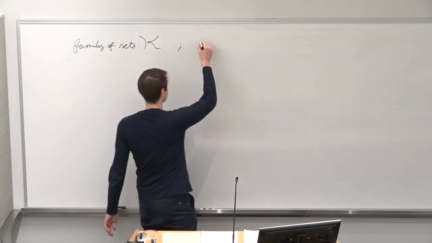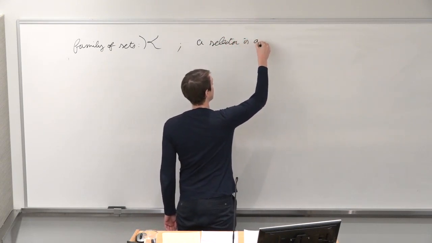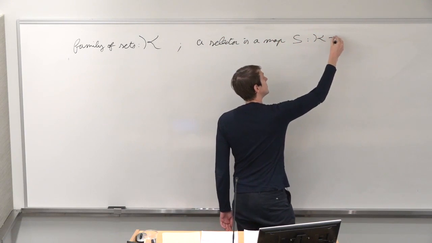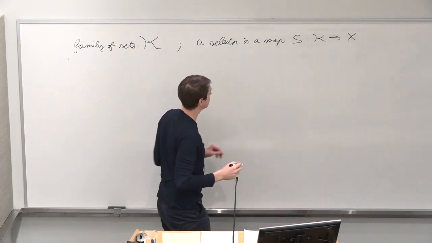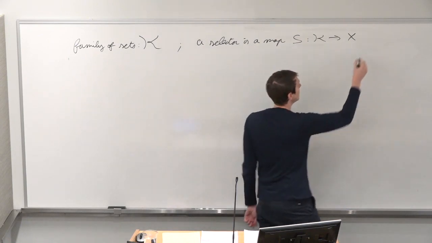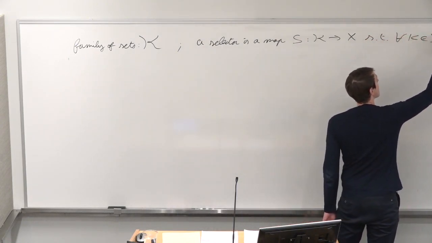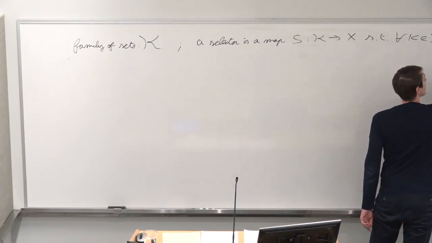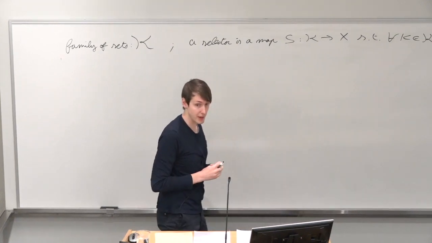Okay, so a selector is a map S from K to the background set X, such that for any set K in K, you have that S of K is in K. Okay, so this is a selector. Just for every set, you have to choose a representative element.